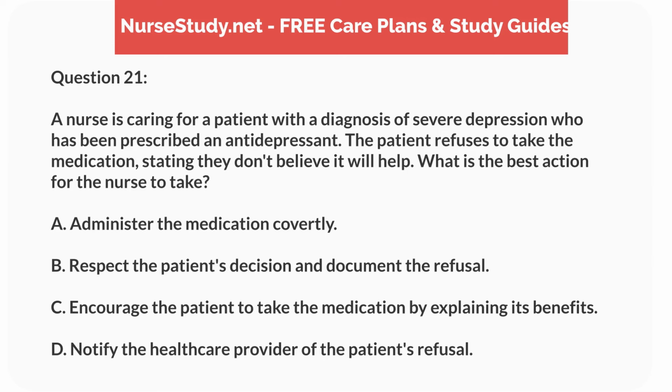Question 21. A nurse is caring for a patient with a diagnosis of severe depression who has been prescribed an antidepressant. The patient refuses to take the medication, stating they don't believe it will help. What is the best action for the nurse to take? A. Administer the medication covertly. B. Respect the patient's decision and document the refusal. C. Encourage the patient to take the medication by explaining its benefits. D. Notify the healthcare provider of the patient's refusal.